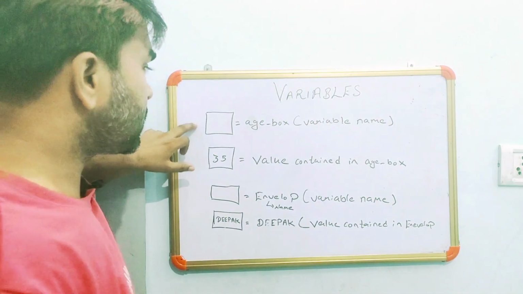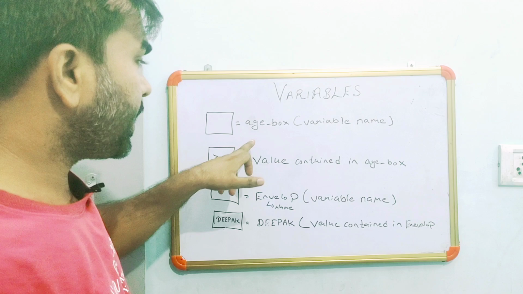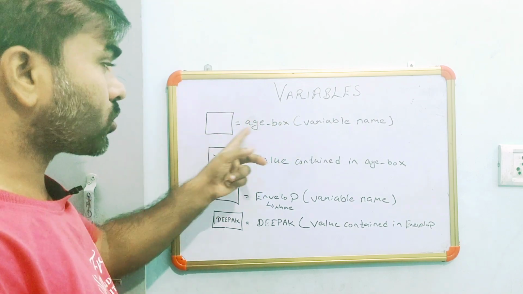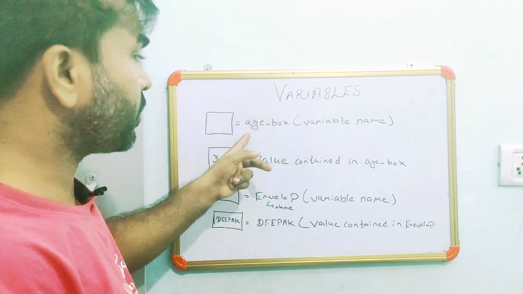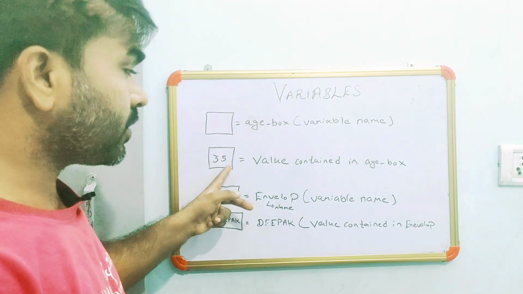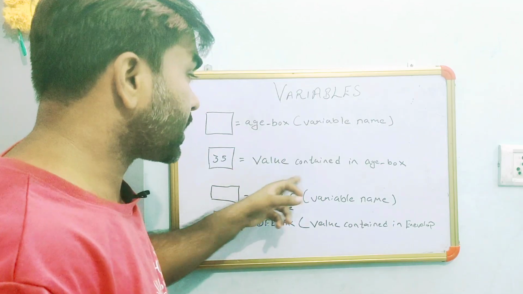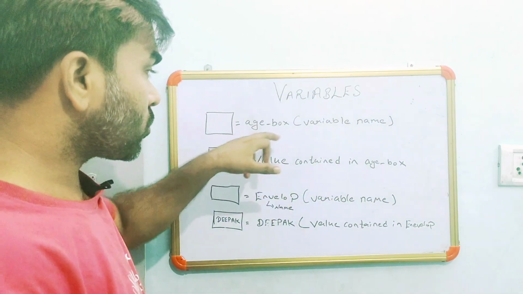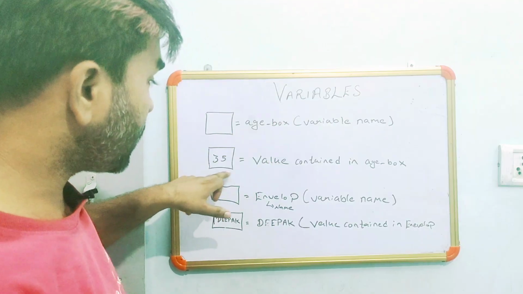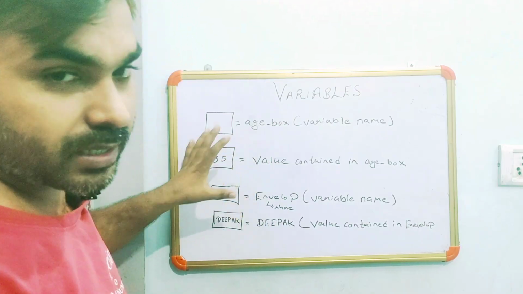You can consider this is a box, and age underscore box is the name you have given to this box. So this becomes the variable name. This is the variable name, and 35 is the value you have kept inside this box. So your variable name is age box, and 35 value you have kept inside this box.